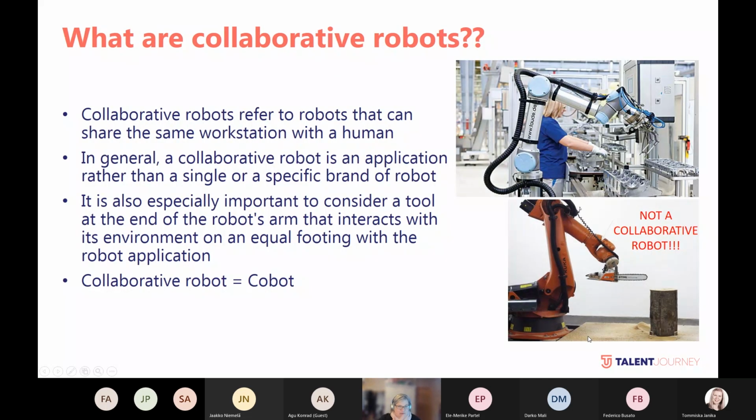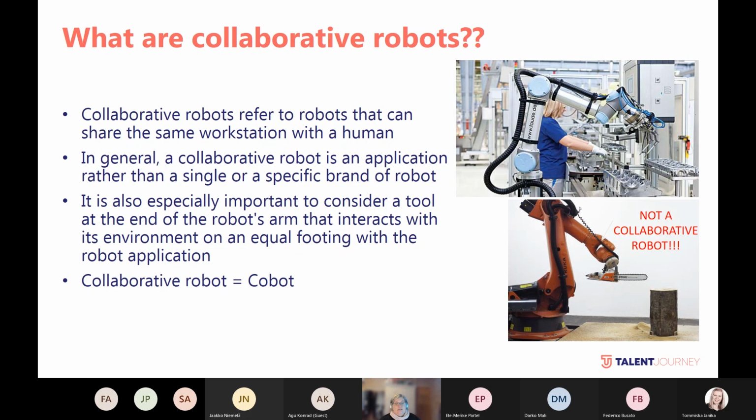Okay. So what exactly is a collaborative robot? As we spoke, the term itself refers to robots that can share the same workstation with a human. In general, a collaborative robot is an application rather than a single or specific brand of robot. Actually, a collaborative robot alone does absolutely nothing, but it always needs at least a tool to do something with it.